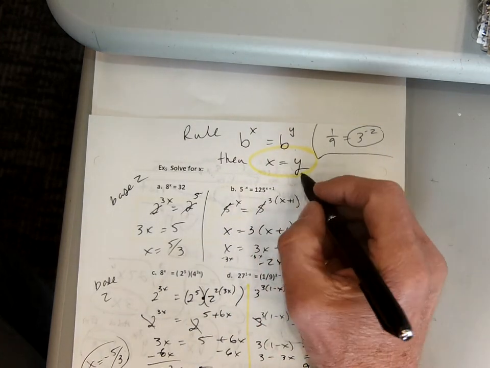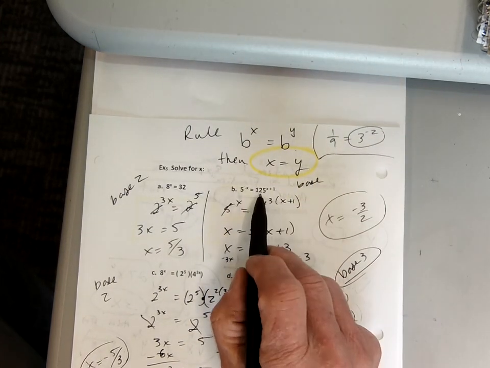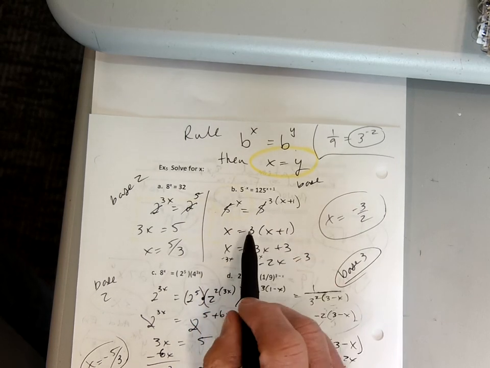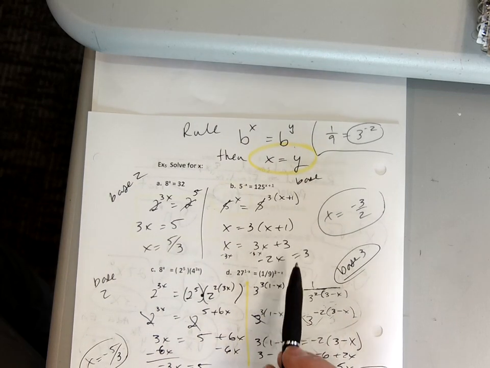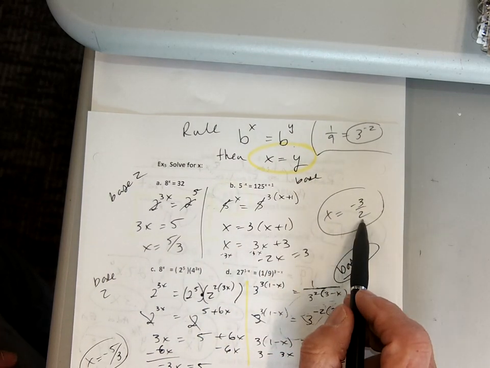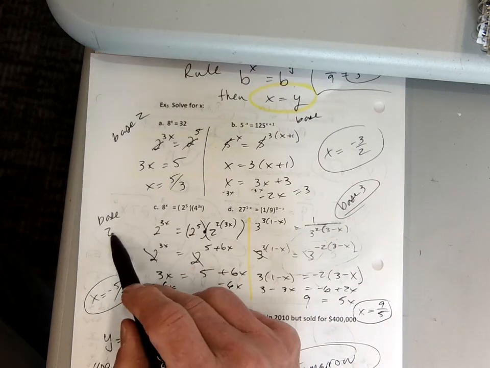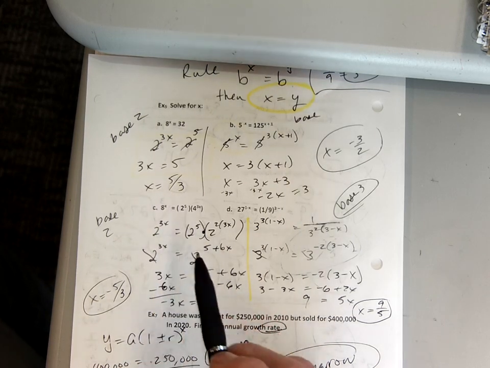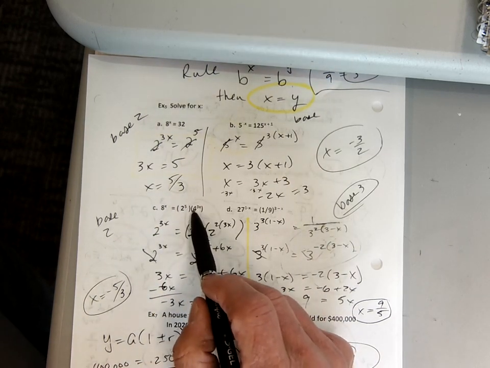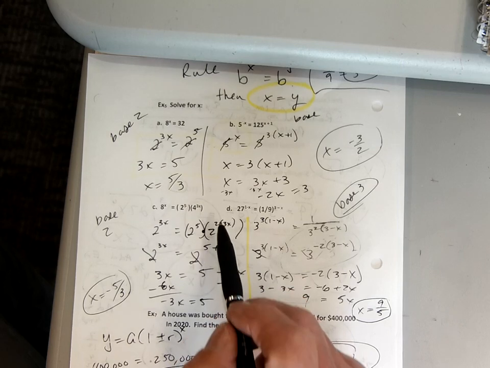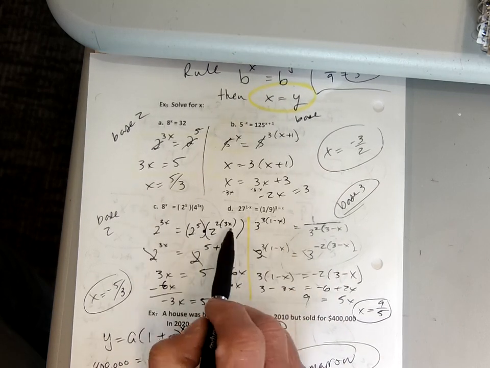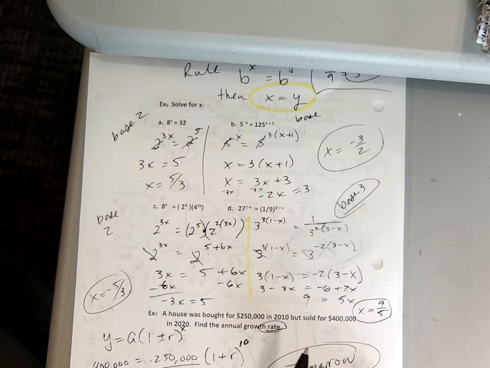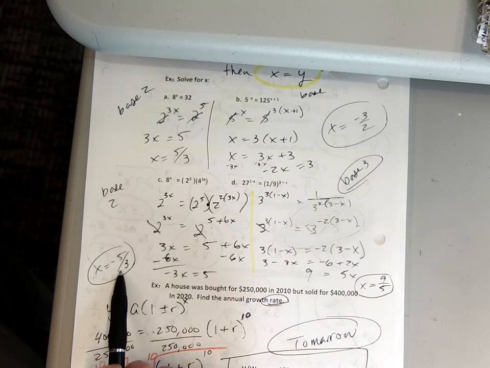B, base 5. So I changed 125 into base 5, which is 5 cubed. Once I get the same bases, I can set the exponents equal and solve. And I solved it, and I ended up getting x equals -3/2. C, base 2. 8 is 2 cubed with the x. 2 is already base 2. 4 is 2 squared. So they're all the same base. But here I have to be careful because I'm going to add exponents. So I've got a 6x plus 5. I'm adding exponents. Then I have the same base, and I can go ahead and solve the exponent, and I end up getting -5/3.